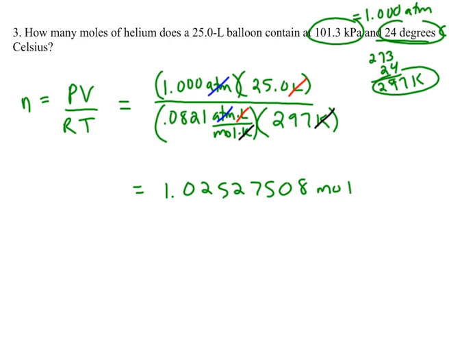1.02527508 moles. Looking at all of the numbers in our original problem, we had to round this down to 3 significant figures, because Kelvin was the number that we actually used in our problem. So 3 is our fewest significant figures that are plugged in. So we would round this to 3 sig figs. So this becomes 1.03 moles.